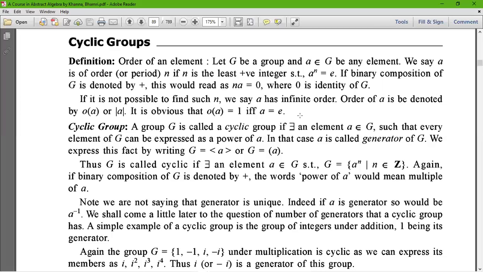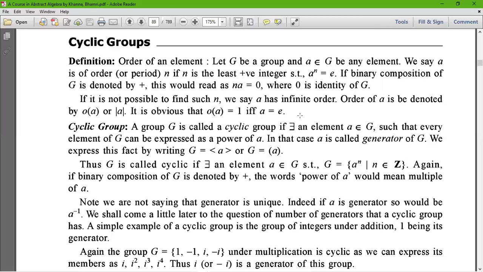if there exists an element a belongs to G such that G equals a to the power n, such that n belongs to Z, an integer. Again, if the binary composition of G is denoted by addition, the word power of a would mean multiple of a.